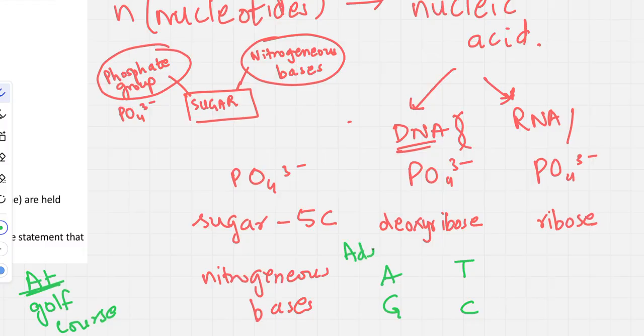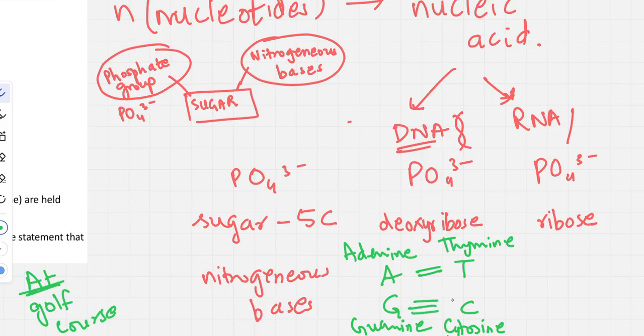A is adenine, T is thymine, G is guanine, and C is cytosine. In between A and T, 2 hydrogen bonds will be there, and in between G and C, 3 hydrogen bonds will be there.